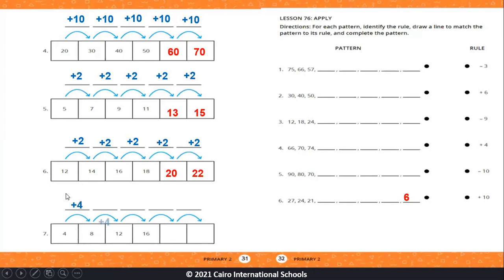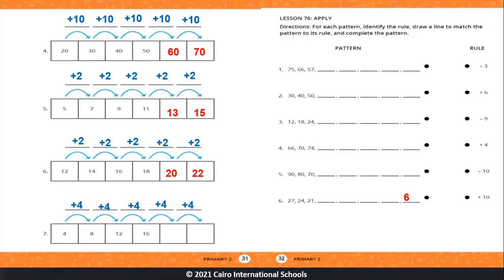And each time we are adding 4. Why? Because the numbers are getting larger. 4 plus 4 equals 8. 8 plus 4, 8 in your mind and 4 in your fingers. After 8, 9, 10, 11, 12. 12 plus 4, 12 in your mind and 4 on your fingers. After 12, 13, 14, 15, 16.